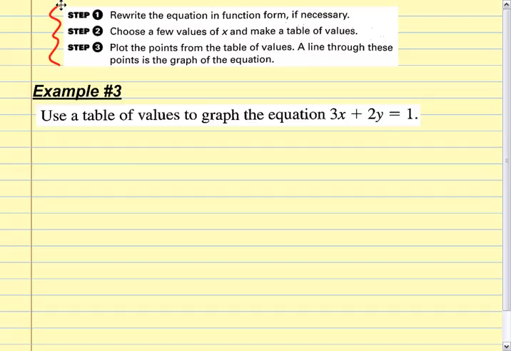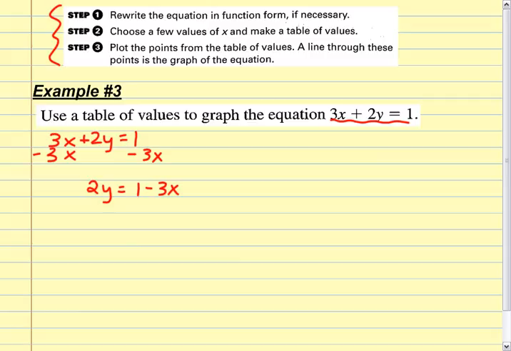So when we look at this equation, is it in function form right now? It's not, right? Because remember, function form has y by itself. Okay? So I'm going to rewrite it. 3x plus 2y is equal to 1. What should I do first to start moving toward function form? Subtract 3x. Subtract 3x, and I'm going to get 2y is equal to 1 minus 3x.